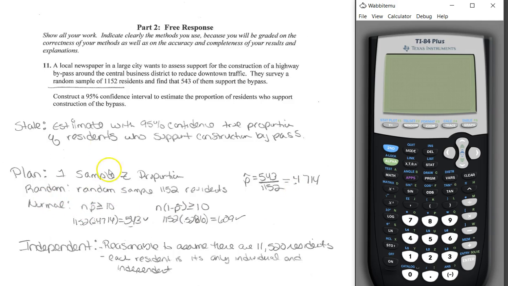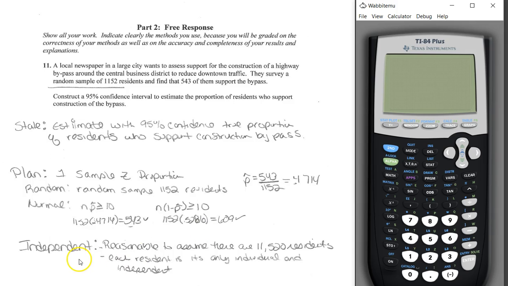The random is random. It says it in the problem. Normal. n times p hat greater than or equal to 10, so I did 1152 times 0.4714, and that gave me 543, definitely greater than 10. n times 1 minus p hat greater than or equal to 10, 1152 times 0.5286, and I got that by subtracting 1 from this number over here, from the 0.4714. That gave me 609. Both of those are clearly greater than or equal to 10, so I can use a normal approximation, which means I get to use these z scores.